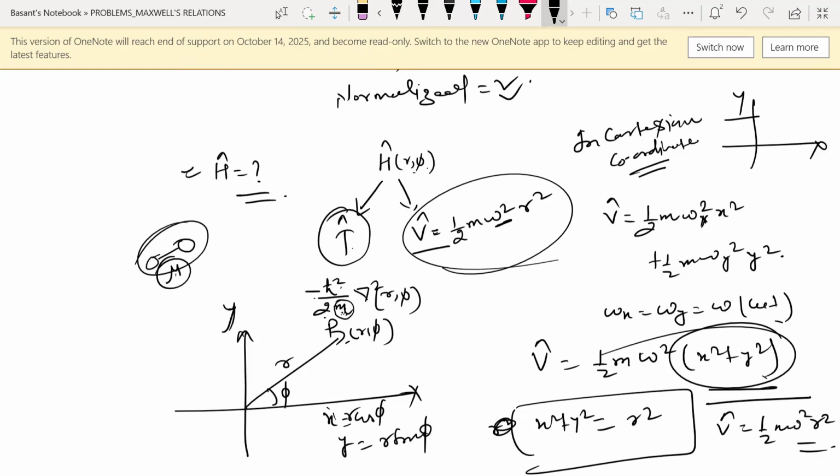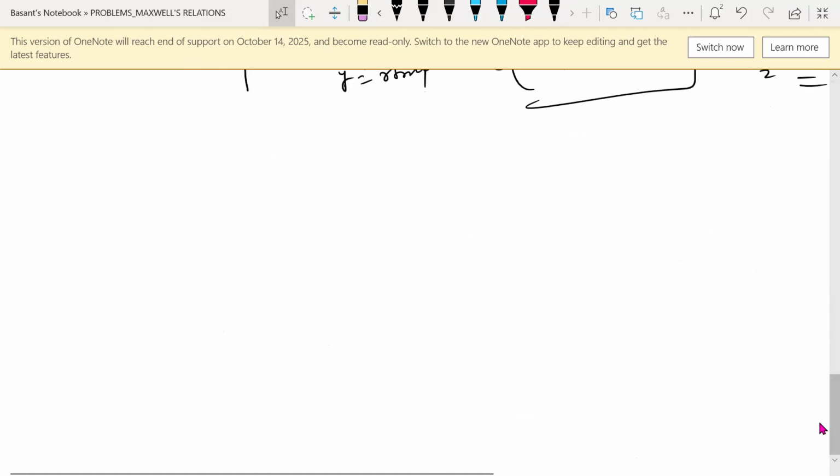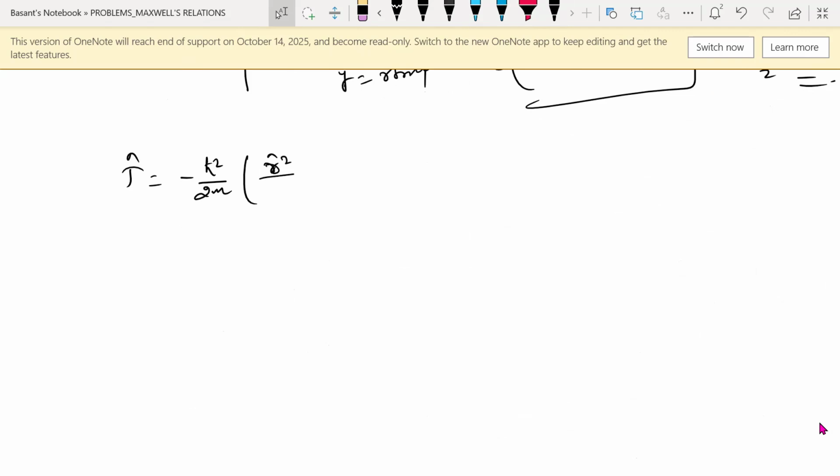Now, the task is: what is the kinetic energy term in r, phi coordinates? The kinetic energy operator is minus h bar squared by 2m, and in Cartesian coordinates this is written as del 2 by del x squared plus del 2 by del y squared.